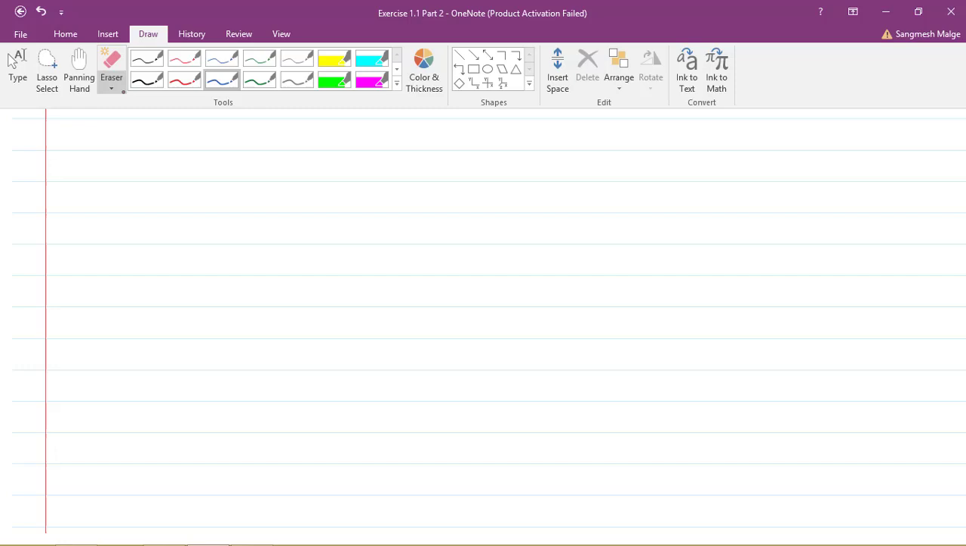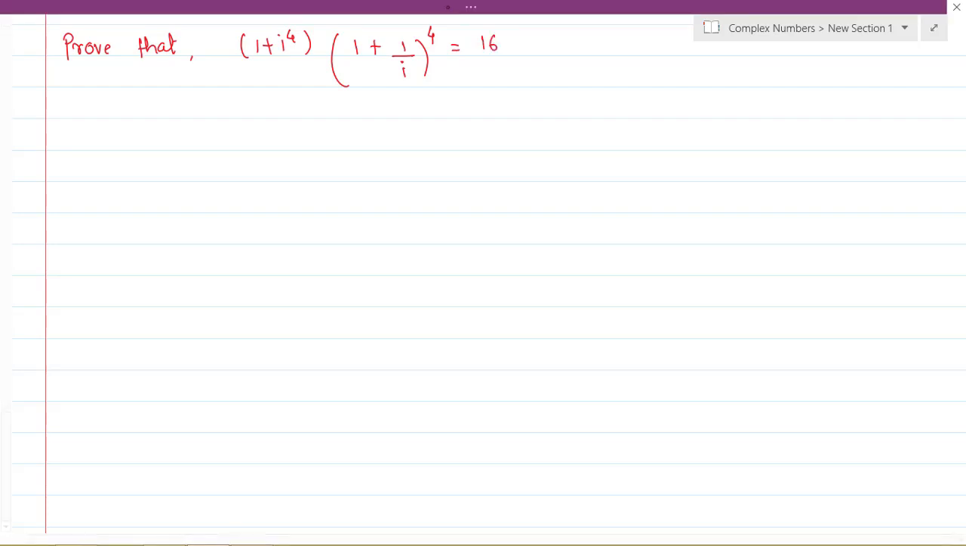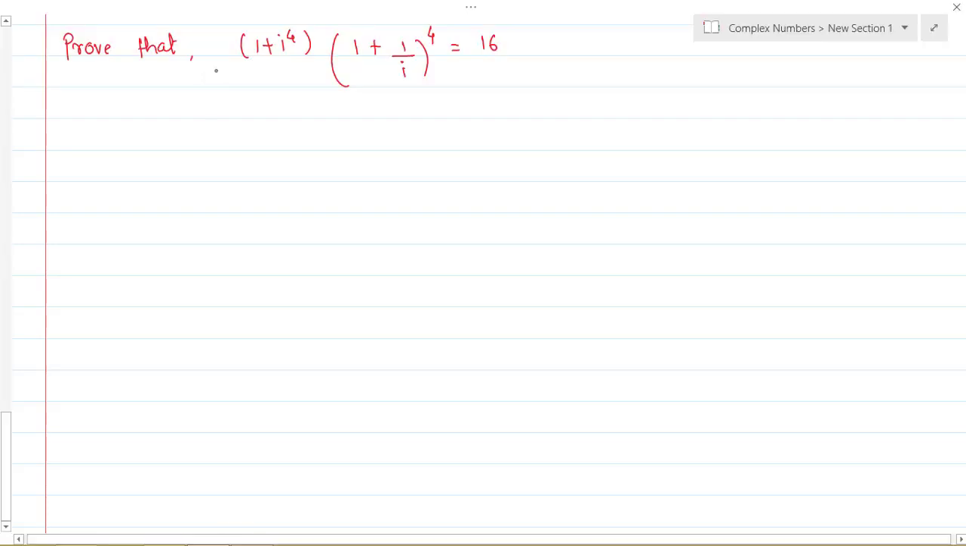It says prove that (1 plus i) to the power 4 into (1 plus 1 by i) to the power 4 equals 16. We have to prove this. Okay, so our thumb rule says that whenever you have i, that is imaginary, in the denominator, take it in the numerator.